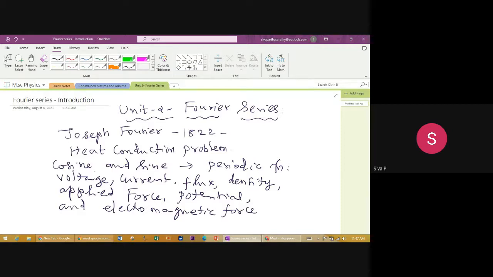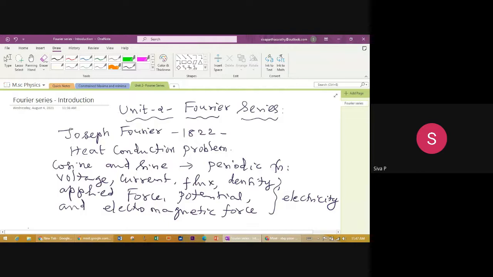So everything is used in these terms. In electricity we are using these terms. Okay, fine. That is very useful in electrical engineering problems, some engineering problems. In all the fluid dynamics problems also we can use this Fourier series.